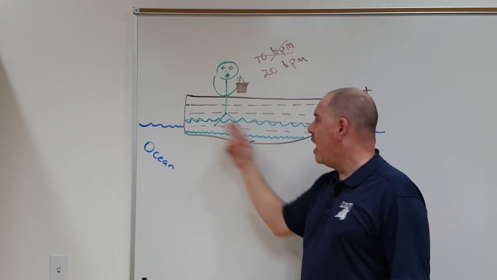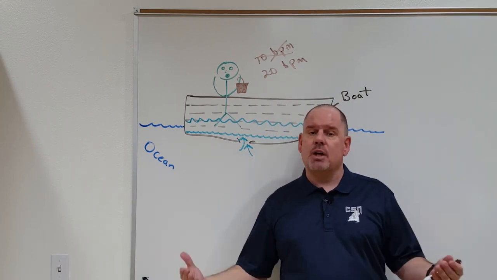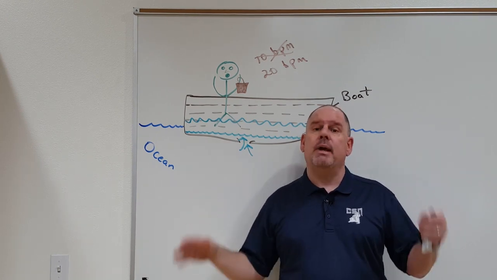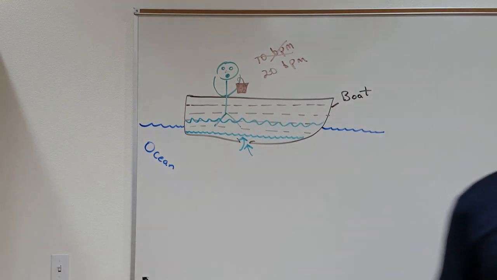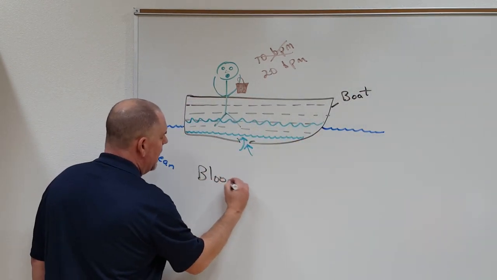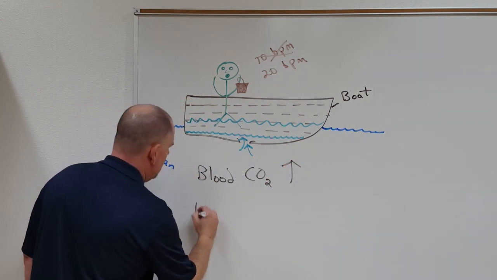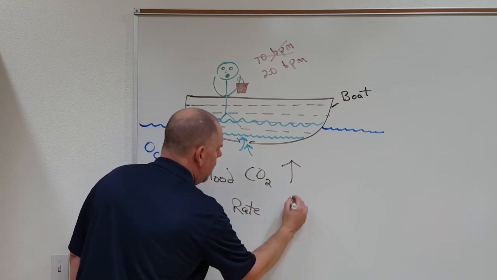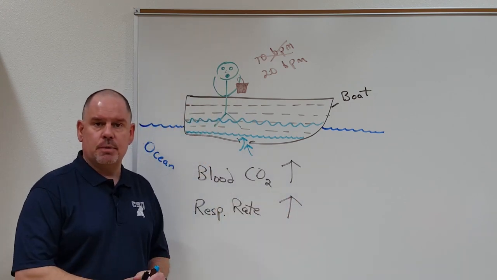Think of this water as your blood carbon dioxide level. So as blood carbon dioxide levels go up, our need to respirate also goes up. So the relationship I want you to think about is, as blood CO2 goes up, the need to respirate, or our respiratory rate, also goes up. In math, this is called a direct relationship.